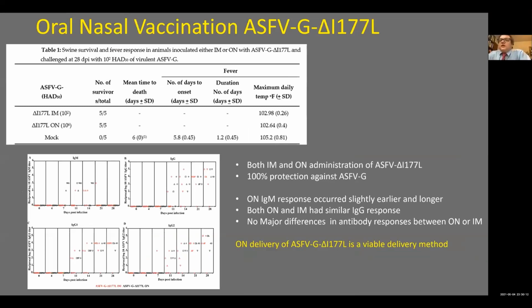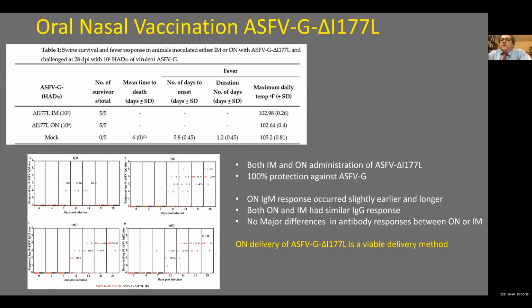Next, we looked at whether oral nasal inoculated delta I177L animals could be protected from African Swine Fever, Georgia. And as you see here, we had 5 out of 5 animals survive, so we still maintained 100% protection when this vaccine candidate was given oral nasally, similar to what we observed when it was given intramuscularly.